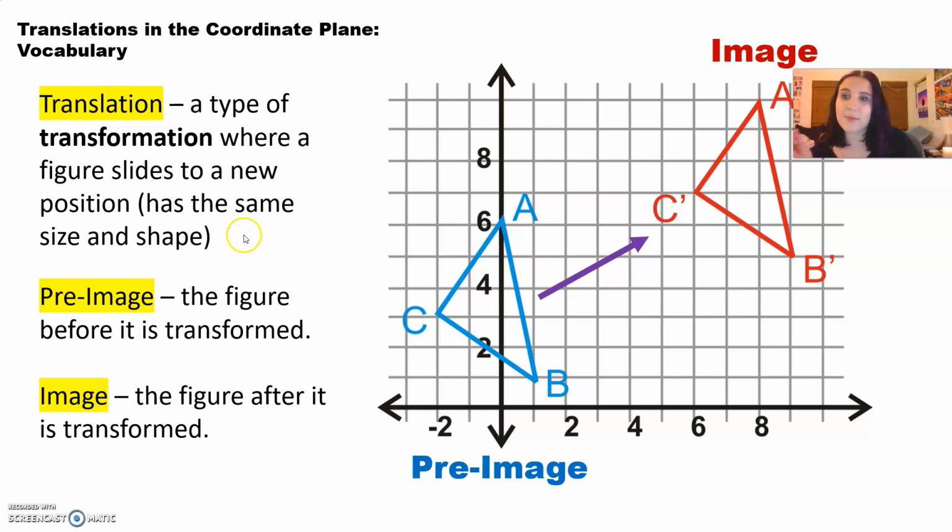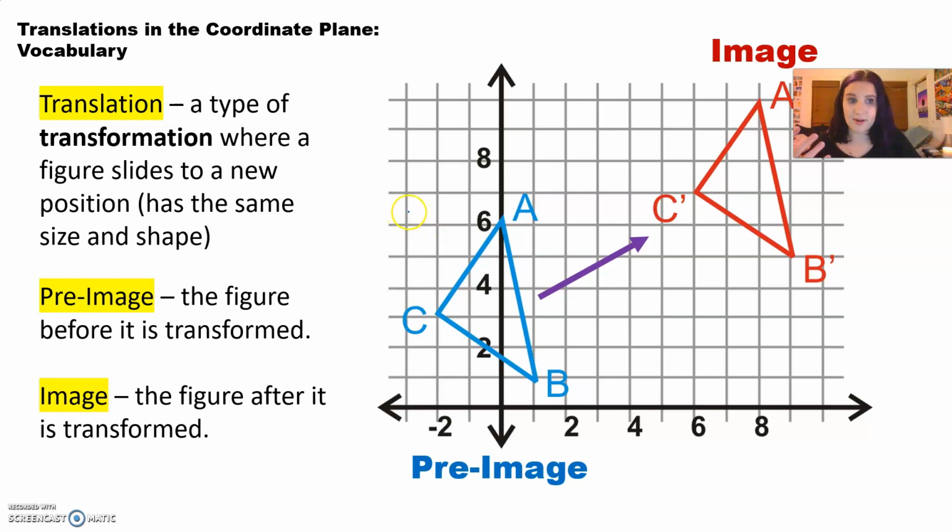Hi everyone, today we are going to do two examples of translations in the coordinate plane. A translation is a type of transformation where a figure slides to a new position while having the same size and shape. In a translation, the shape does not flip or rotate or get bigger or smaller. It stays the same, just moves around.